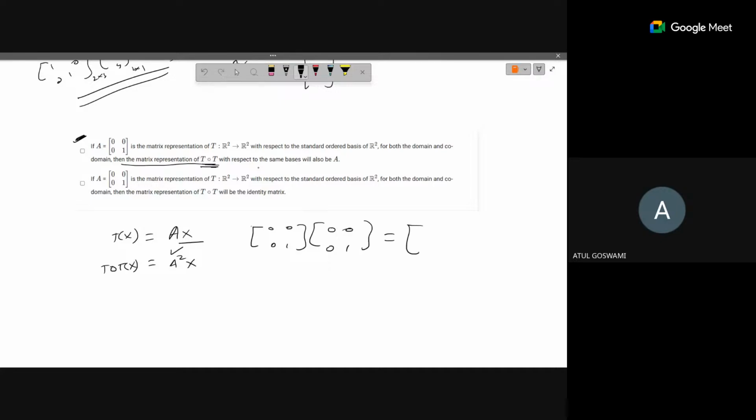So here we will get 0, because the first row is 0, so the first row here will also be 0, and the second row is 0 1, so it is 1. Clearly it is the same, right? So A square is A, so this is also AX. Okay, so yes, this is also true.